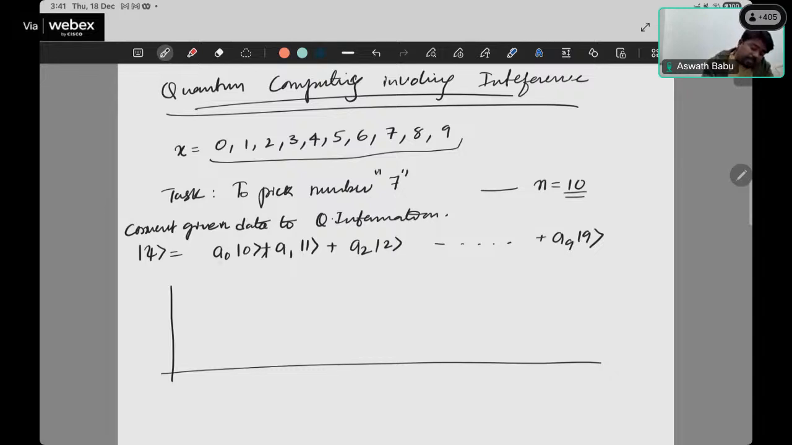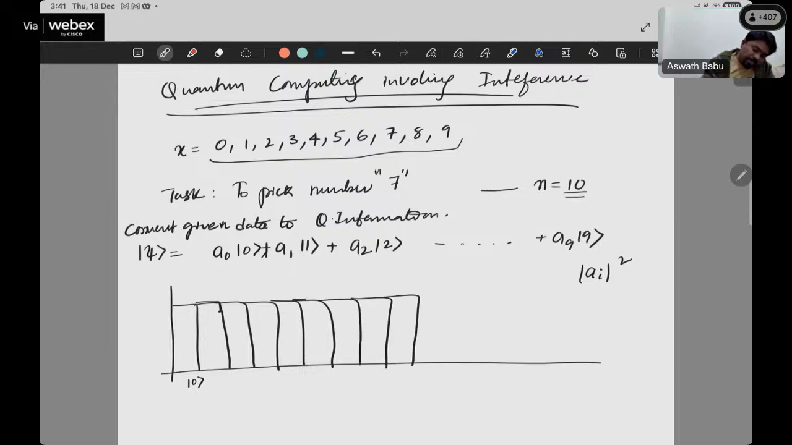Okay, so you just see the amplitudes associated with each number, a0, a1, a2, a3, and so on. Let's find out the probability by taking the absolute square of the amplitudes. Let's plot those amplitudes. For the 0 ket there is an amplitude, for 1 ket there is an amplitude, 2 ket there is an amplitude, 3, 4, 5, 6, 7, 8, 9.